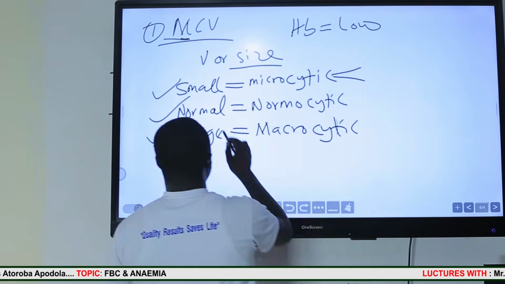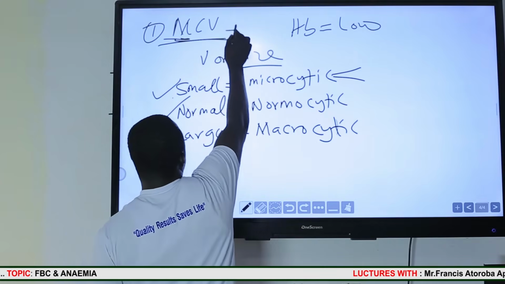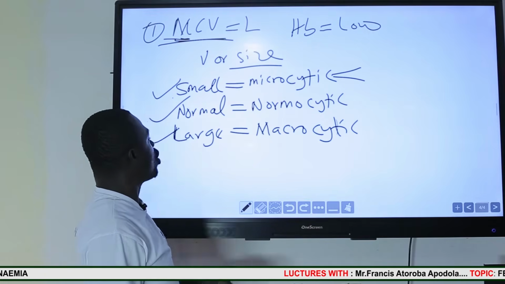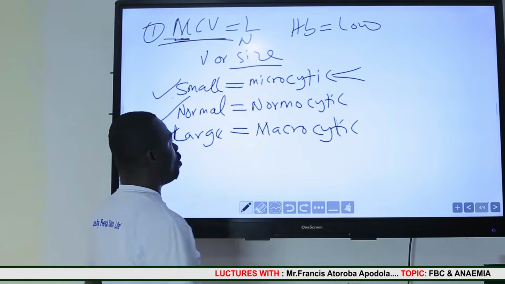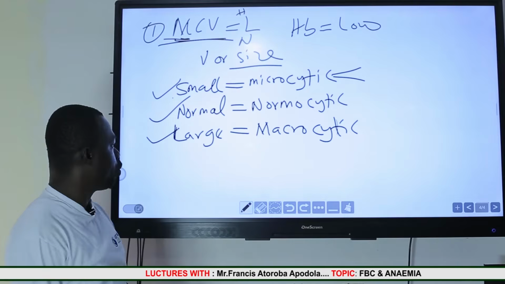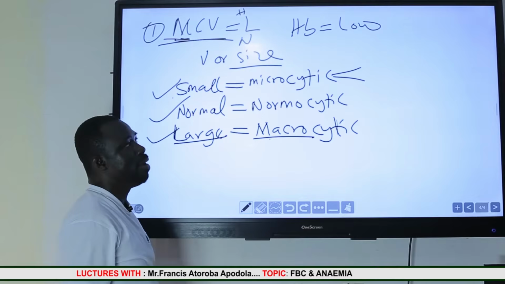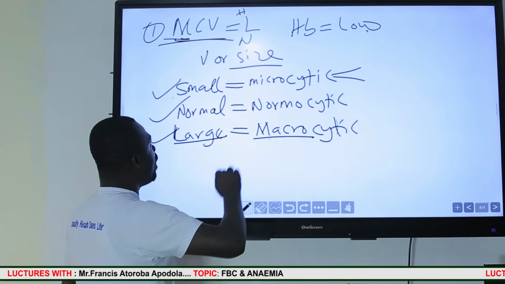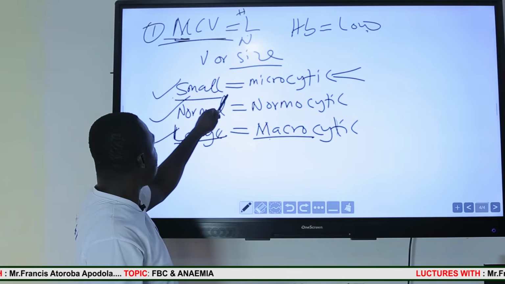If the HB of the patient is what? Low, and the MCV is, let's say, what? Low. A low MCV means that the cells are what? Smaller. If the MCV is normal, it means the cells have normal size. If the MCV is high, from the full blood count report, it means that the cell sizes are what? Larger, and that is what? Macrocytic. Once the HB of the patient is low, and you find that the MCV of the patient is what? Low. In other words, the cell sizes are smaller.